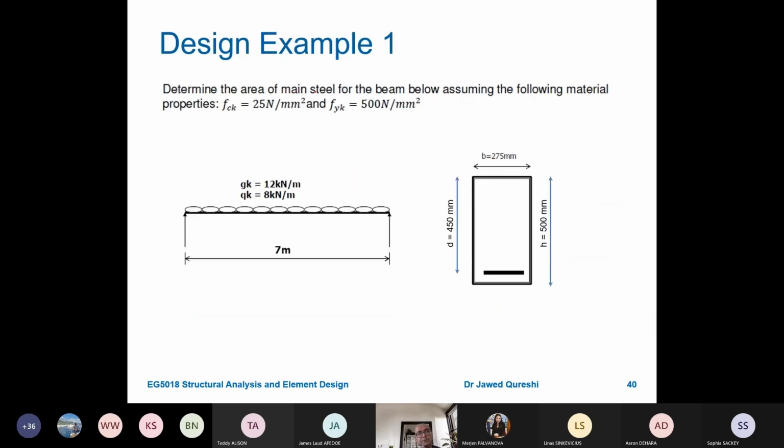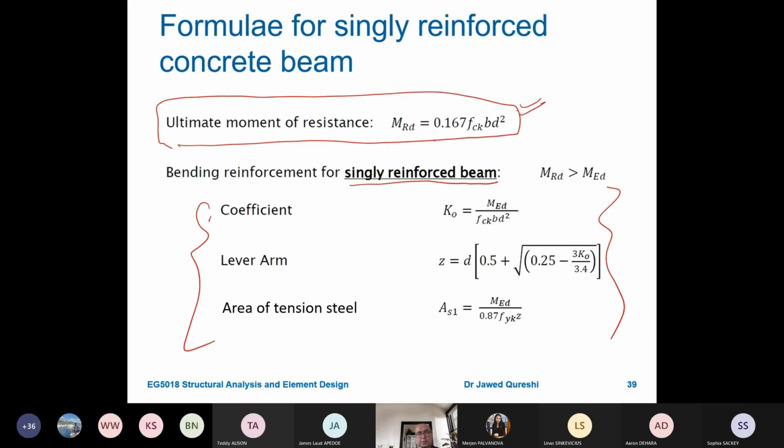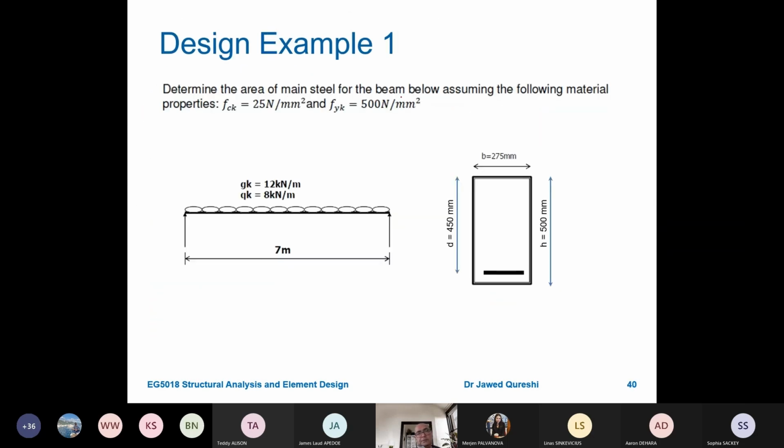Now, in this example, we have to determine the area of main steel. Determine the area of main steel of the beam. The material properties are FCK and FYK. FCK is the compressive stress of concrete and FYK is the tensile stress of steel. The section is given. B is 275, D is 450, and H is 500. Most of the time, in reality, the section may not be given to you or may be suggested by architects. Then you perform the checks. GK is given as 12 kilonewton per meter, QK is given, and the span is given.